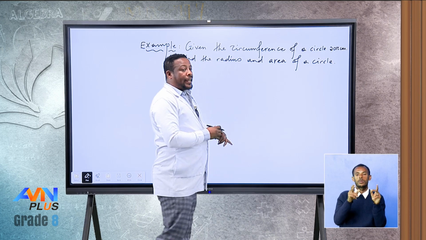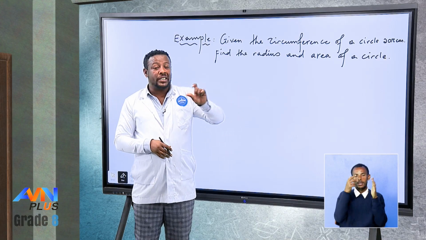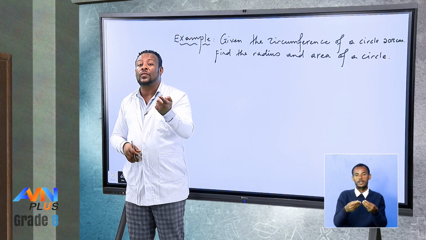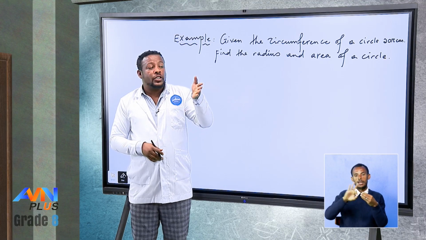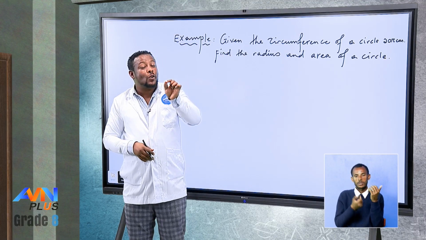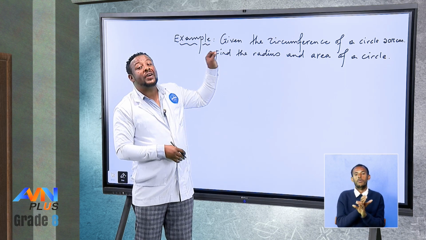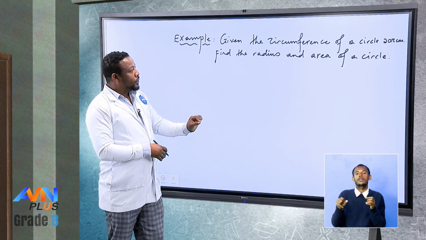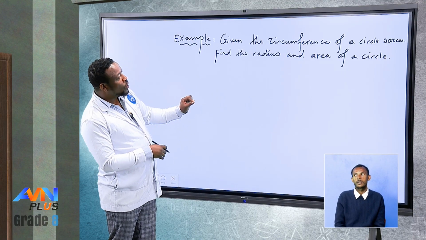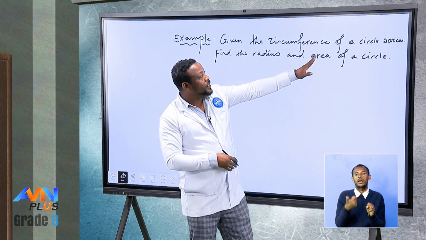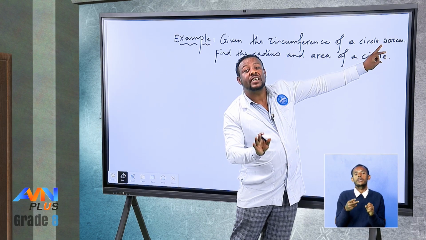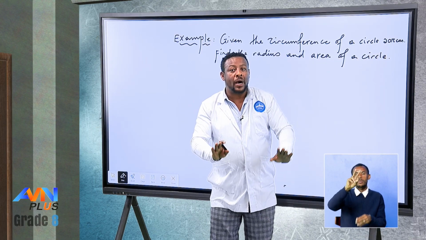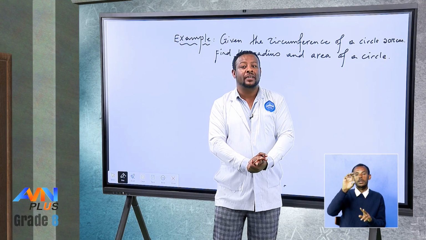Okay, now in the second example, what is given? The circumference of a circle is given. So based on this given, you are asked to calculate the radius and area of a circle. Okay, so as you can see, the circumference is given as 20 pi centimeter, right?